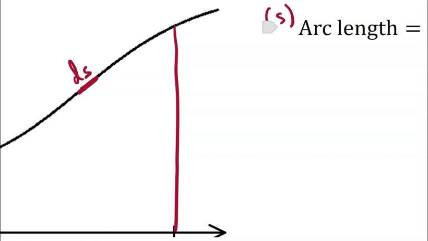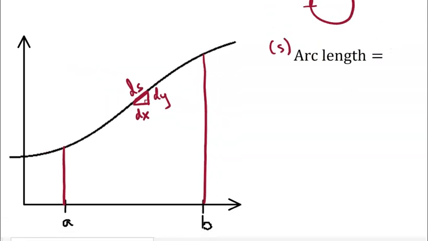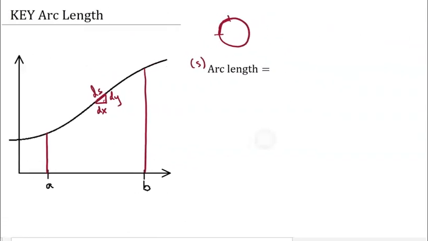So ds, as long as we get close enough that this is a linear piece, is the hypotenuse of a very, very tiny right triangle whose length this way is a horizontal change, dx, and whose height this way is a vertical change, dy. So what I have is a little right triangle, meaning that ds from the Pythagorean theorem is the square root of dx squared plus dy squared. Let me go ahead and write that, and I'm going to zoom back out because we don't need to be super, super close anymore.